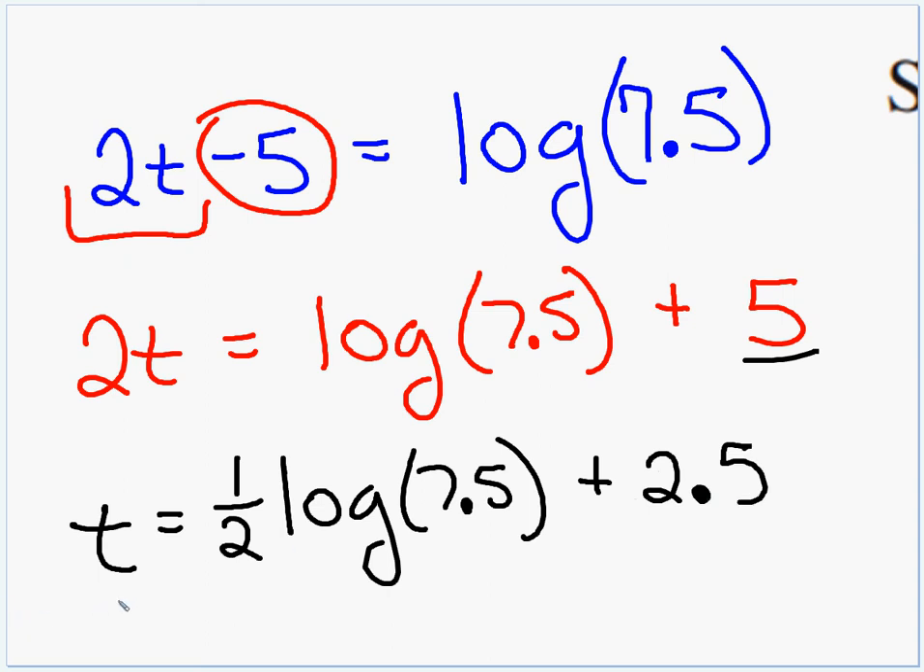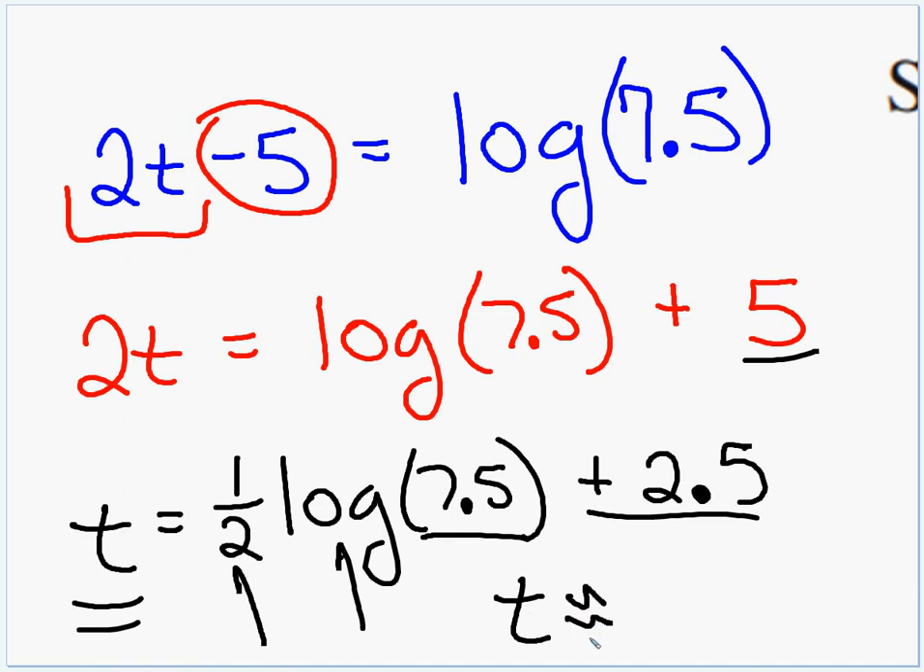And now that we've got the t by itself, now it would be a good time to punch this in the calculator. I would type in the 7.5, take the log of that, times it by 0.5, add 2.5 to that decimal, and if everything goes well, t should be approximately 3.417.